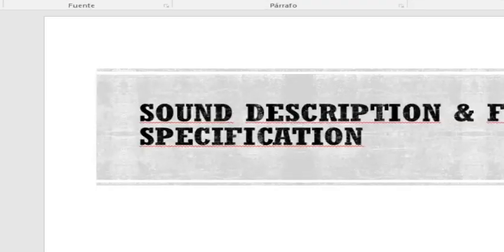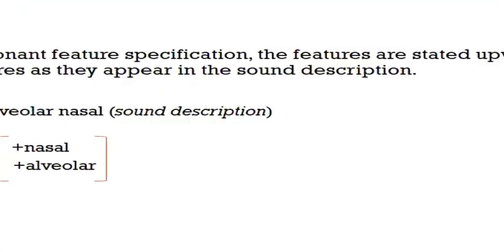Okay, this is a case of consonant sounds. This is how consonant sounds are specified and described in feature specification and sound description. As you can see, remember the sound description follows an order, and then feature specification goes backwards. Or if you want to take it this way, it just goes upward. Okay, so that's how it works.